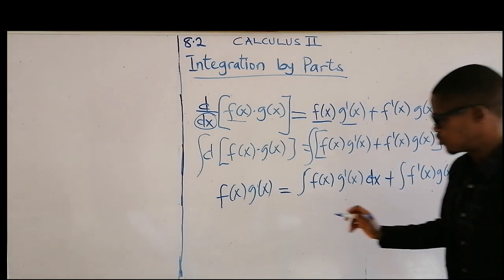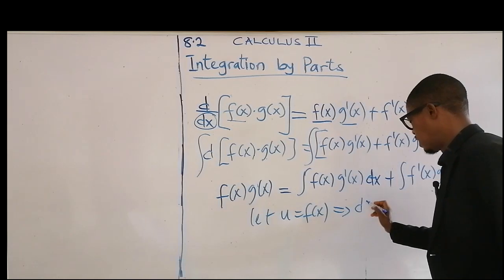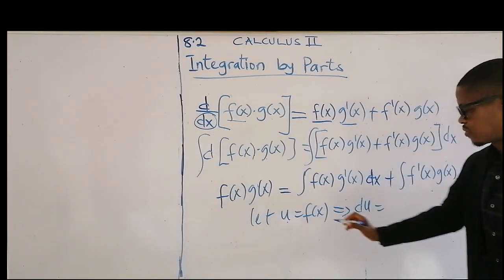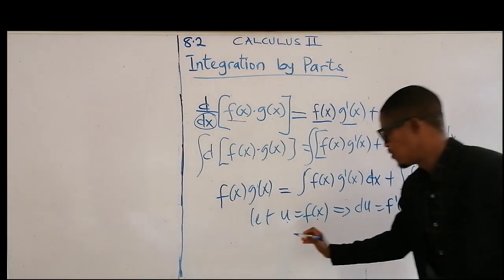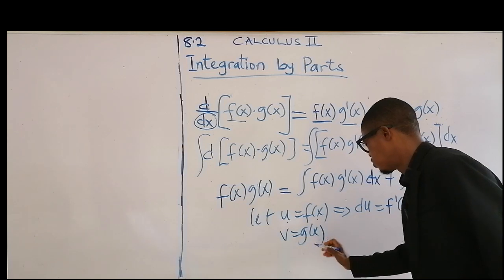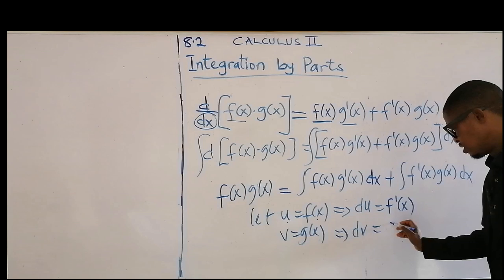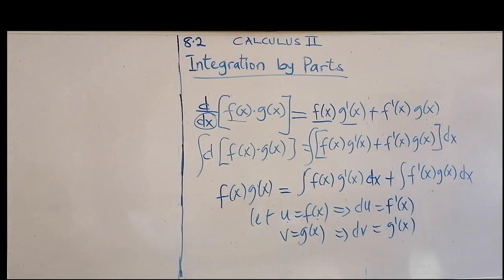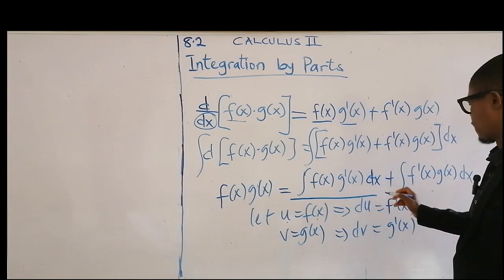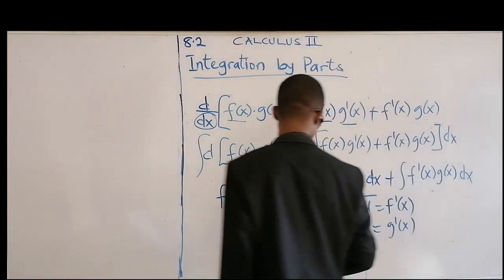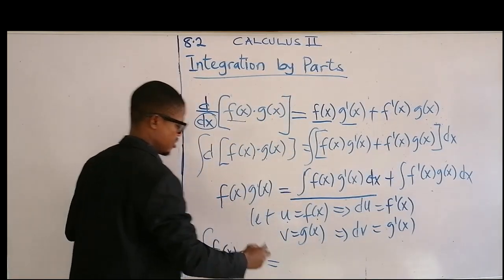Then the next thing to do is to let u be f of x, which implies that differentiating this function with respect to x gives f prime of x. Then let v be equal to g of x, so that means v prime is equal to g prime of x. Next, we're going to make this one the subject of the formula, and that means we're having the integral of this function equal to, move this one to the other side.